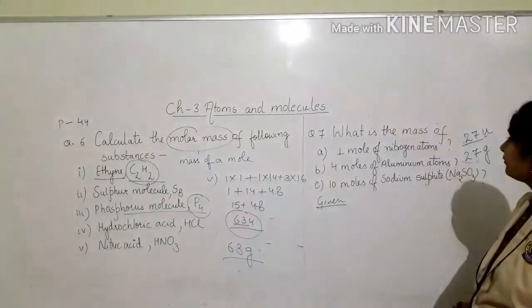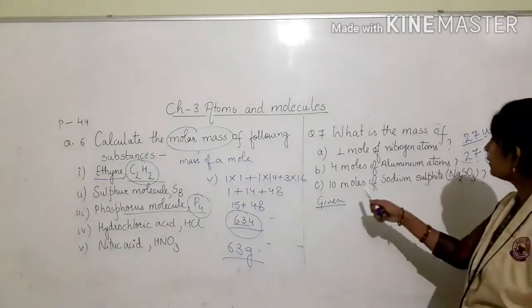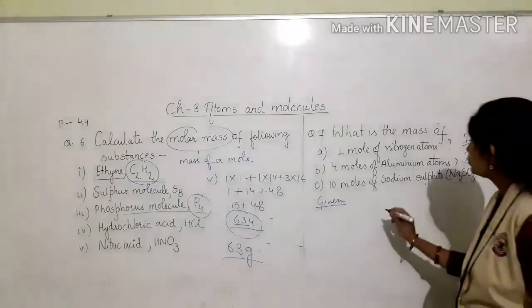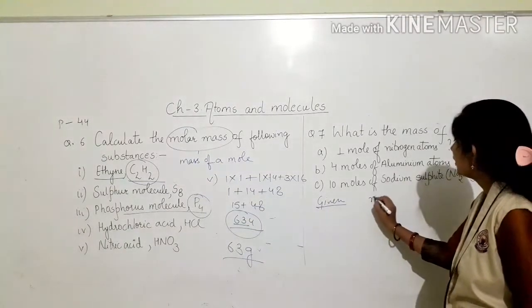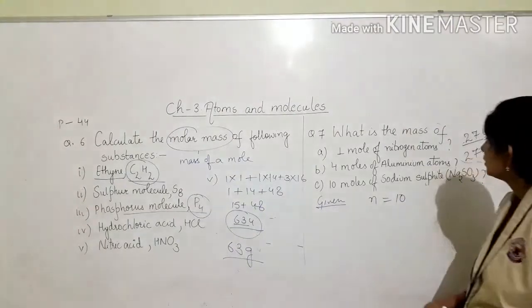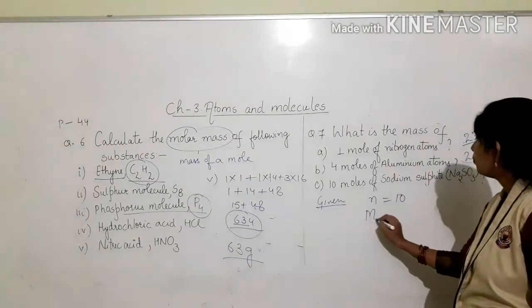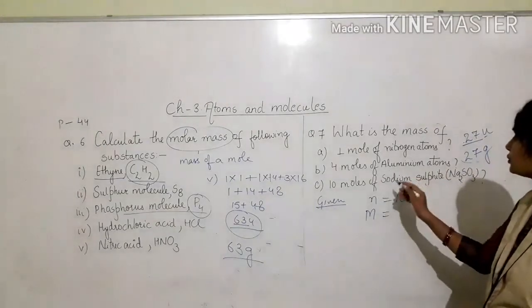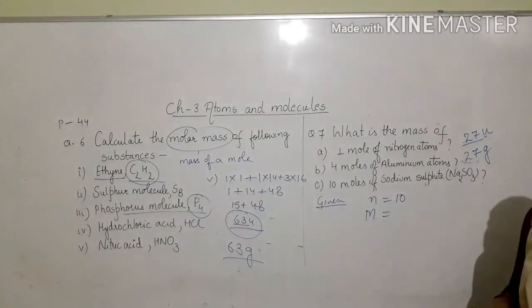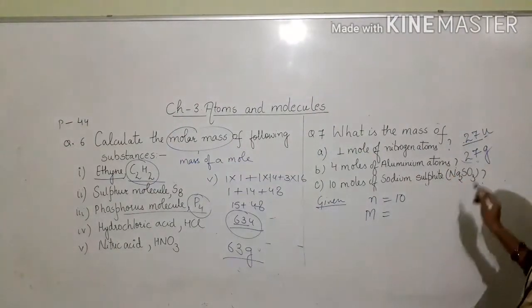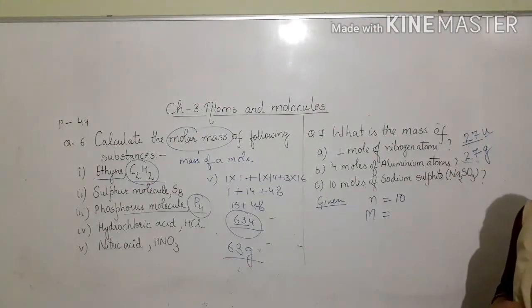In C part, we have to calculate the mass of 10 moles of sodium sulfide Na2SO3. So, what is given? Number of moles, small n, that is 10 moles. Okay. Now, molar mass. First of all, just see moles of which kind of particles are given. Moles of sodium sulfide Na2SO3 are given.